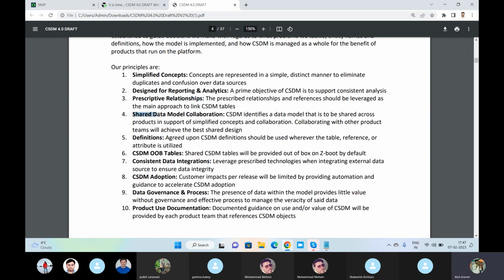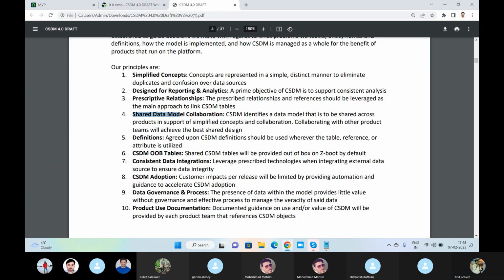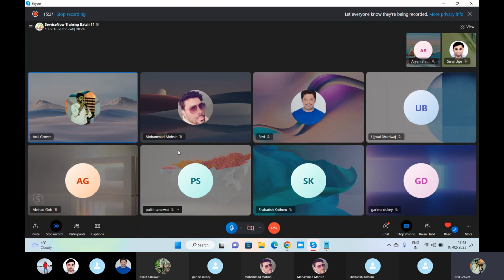Then the fourth one is a shared model. It means that when I provide training to you guys, in a corporate or anywhere, the things are similar. Everybody has a student relationship with me. The content will be the same, everything will be the same. Then it says the definition should be clear and CSDM uses out-of-the-box tables. No need to create your own tables. ServiceNow provides you everything out of the box. You just have to use the CSDM model as it is.